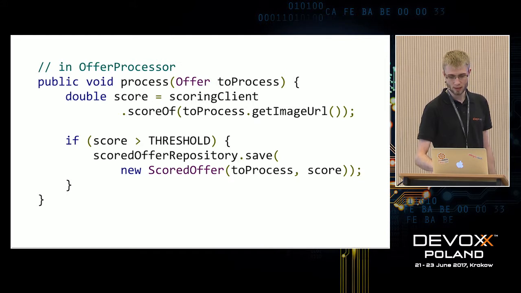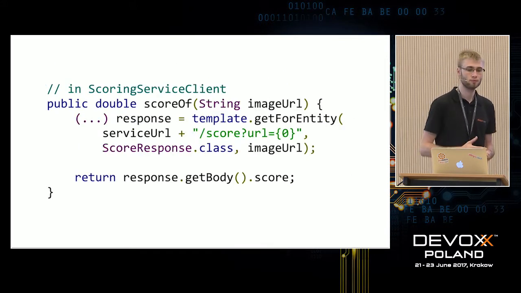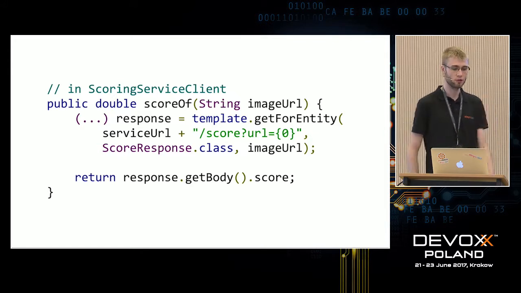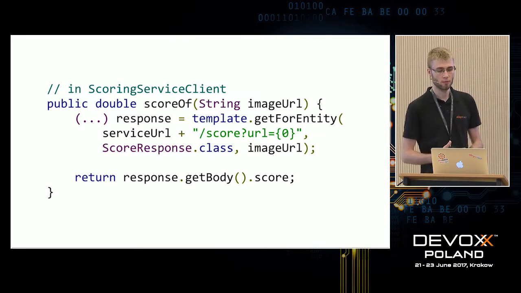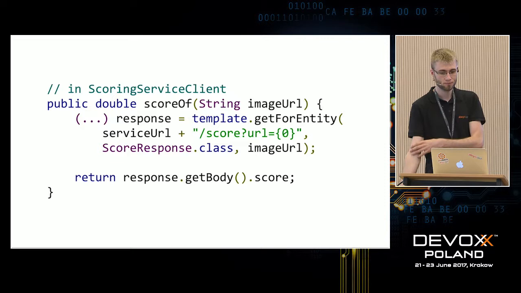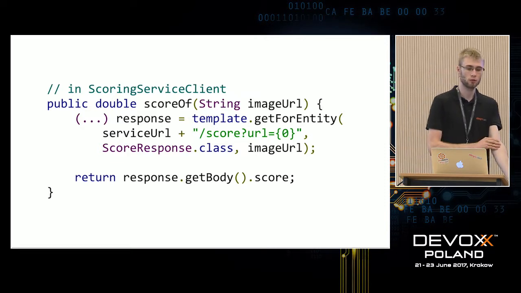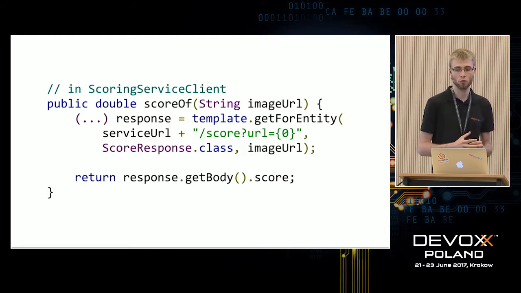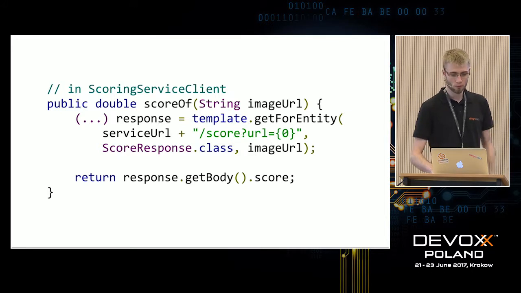And the last class that I want to show you, the last piece of code, is scoring service client. So basically, we get the image URL. We have a REST template. We make a GET request to our image scoring service with the image URL as a parameter. And what we get is a score response, which we extract, and we return as double. So pretty simple service.